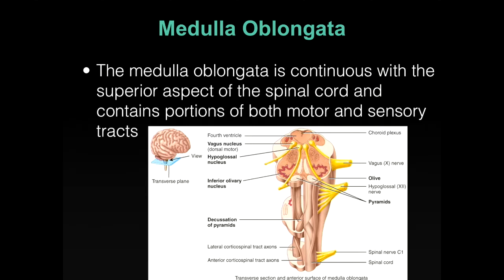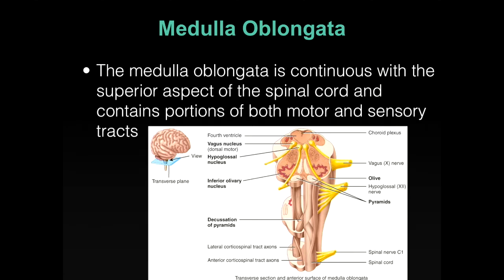So it's continuous with the spinal cord, contains both motor and sensory tracts, like we talked about. Motor generally in the front, sensory in the back. And this has a large role in regulating autonomic nervous function, respiration, heart rate, blood pressure. There are other centers that we'll talk about today that also play a large role in regulating those autonomic functions, but this has the first major role in autonomic nervous function.